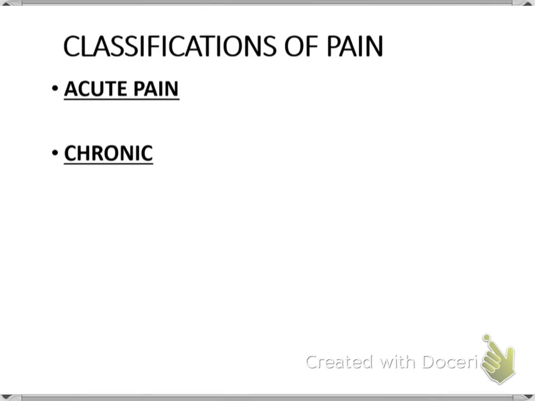When we talk about chronic pain, it's defined as lasting greater than 3 months, and it can be months to years. It can be disabling. Often it's seen with anxiety and depression. The prognosis is unpredictable.